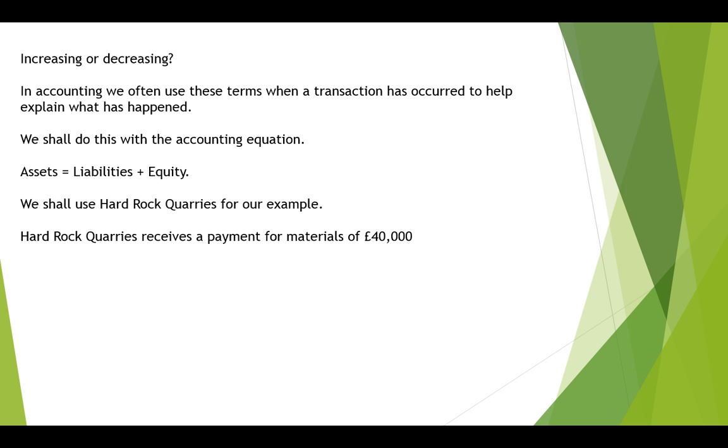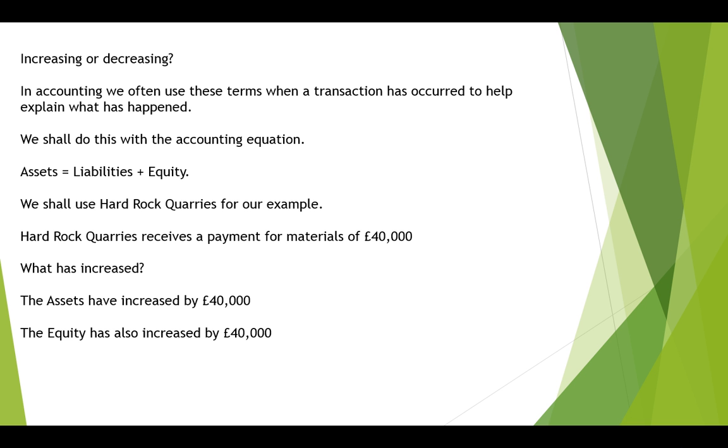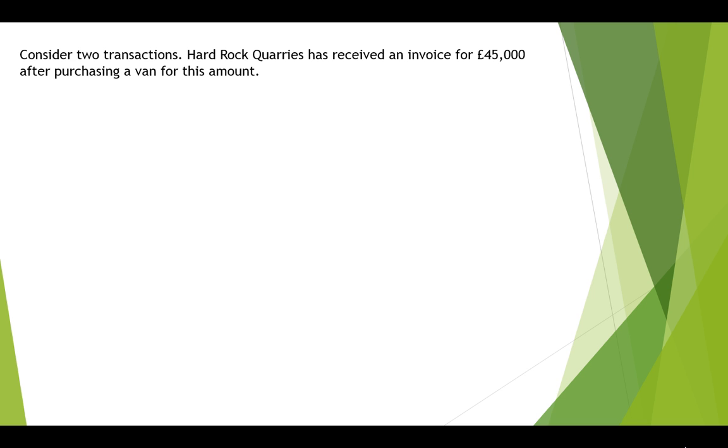Hard Rock Quarries have a payment for materials of 40,000. They receive a payment. So what's increased? They've received, so money has come in, 40,000 has come in. So the assets have increased by 40,000. And if we look at the equation, assets equals liabilities plus equity, the liabilities haven't altered, so assets on the left have increased by 40,000, something else on the right must have increased by the same amount, and that of course is equity. So the accounting equation is balanced.